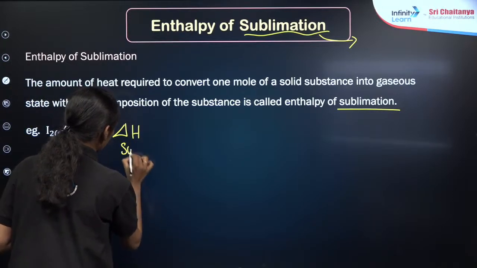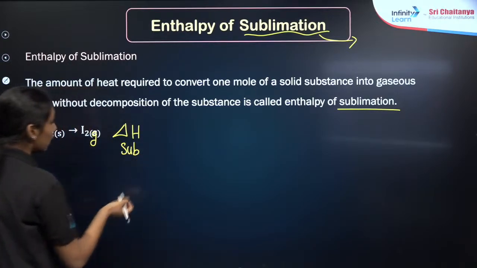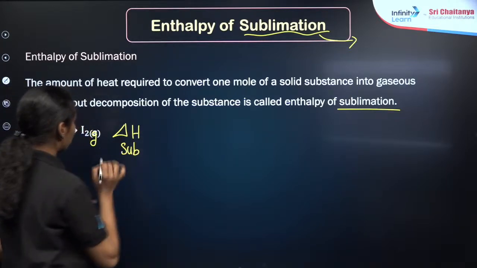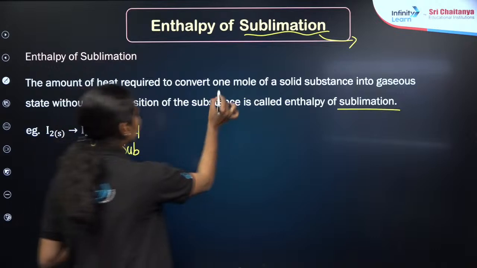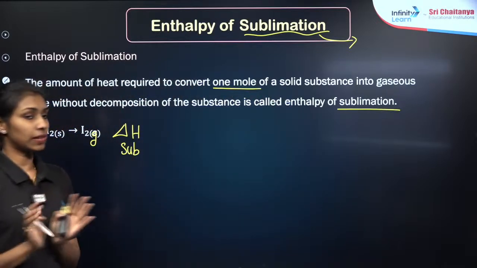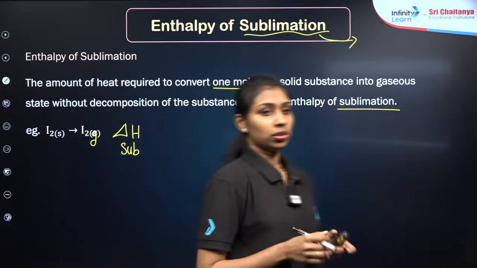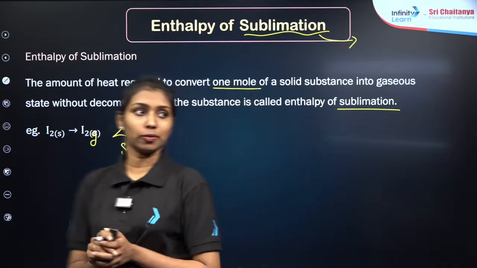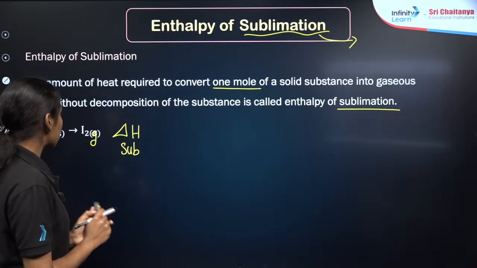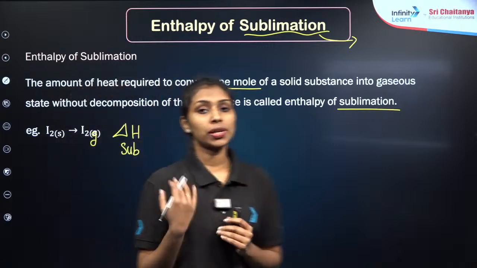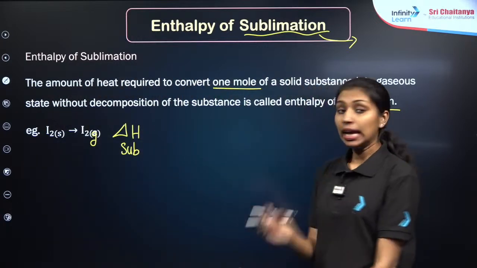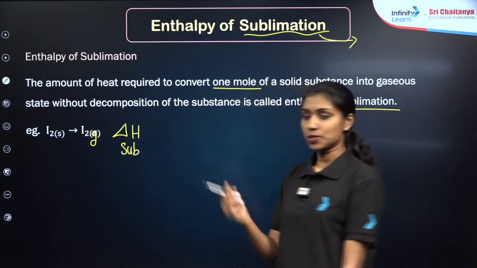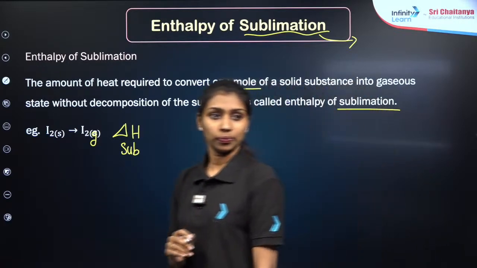The enthalpy change happening here is the enthalpy of sublimation, and it will be written as delta H sub, right? Again, it is for 1 mole of solid substance. 1 mole is compulsory. Clear? Yes, sublimation of naphthalene, because naphthalene is also a sublimating substance, right? It can also undergo sublimation. So we can say that sublimation of naphthalene is also an example of enthalpy of sublimation. Right? Clear?